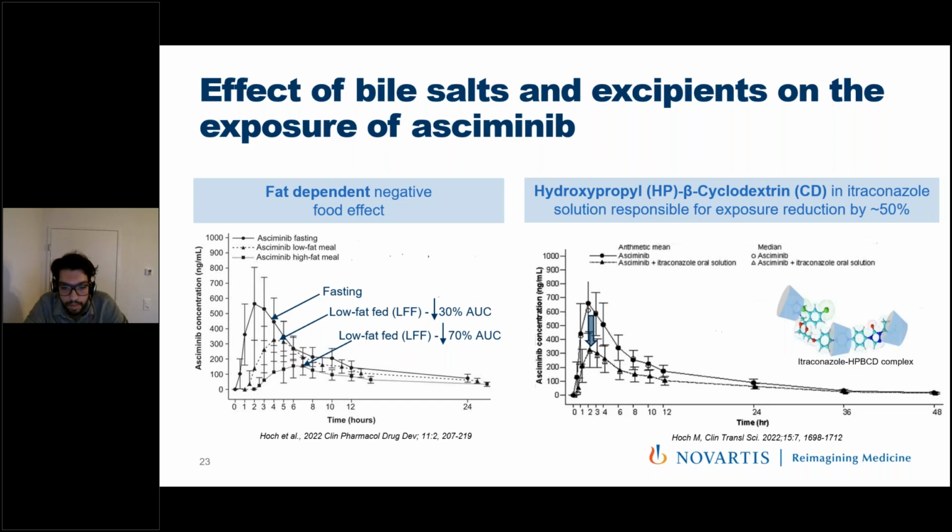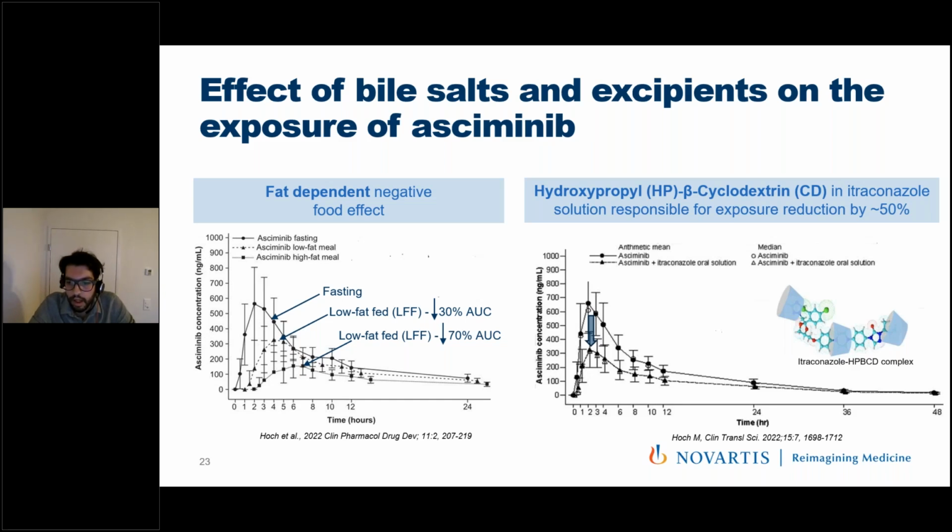So there's a reduction of about 30% in AUC with the low-fat meal, and with the high-fat meal, so there's a typo here, about a 70% reduction in the presence of a high-fat meal.